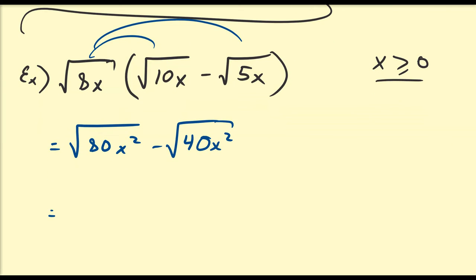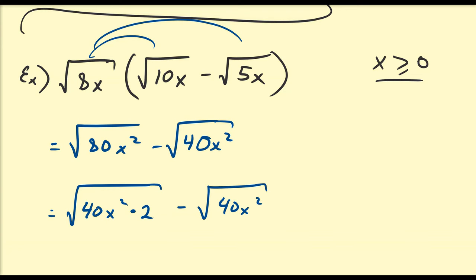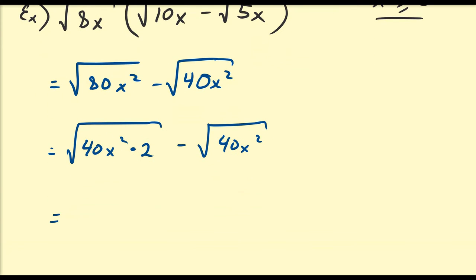So notice I can break down 80 into 40 times 2. So this is going to be the square root of 40x squared times 2 minus the square root of 40x squared, right? So this is just going to be equal to what? So the square root of 40 is just the square root of 4 times 10. Right? But what is the square root of 10? Well, 10 is actually the same as 2 times 5. Right? So I have a 2 that is coming from here, and I'm breaking down 40 as 8 times 5.